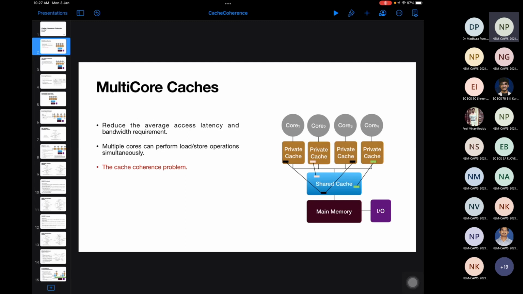Now, let us say any application running on core 1 requests some data. It first searches in the private cache. If it is not there, it will go to the shared cache. If it is not there, it will go to the main memory. Once it gets the data, it is put into the shared cache and then into the private cache. So let us say a block is requested by an application running on core 1, which is brought into its private cache from the shared cache.